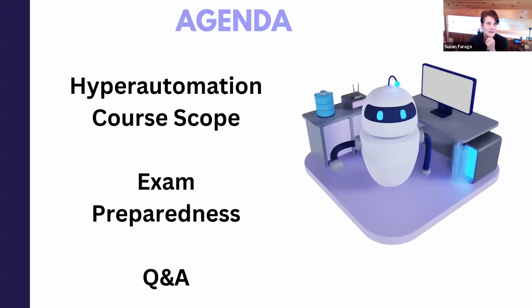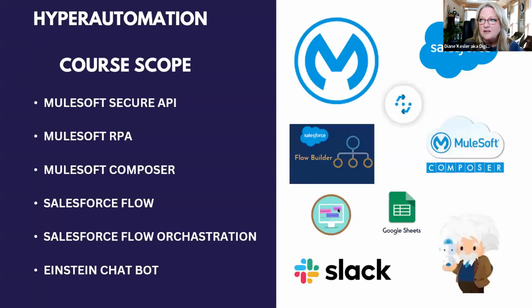So again, the hyperautomation course scope. When we talk about preparing for this certification, these are the products that we're using, and the exam is going to be covering these products. So we've got MuleSoft, where we go through the entire life cycle to secure an API. So you've got to be prepared for all of that.